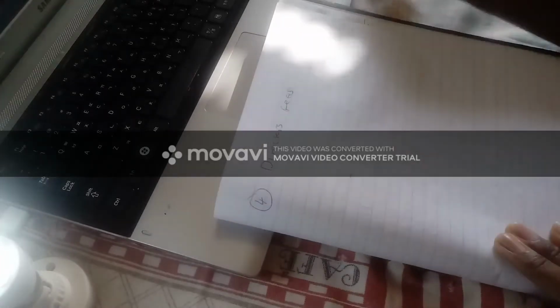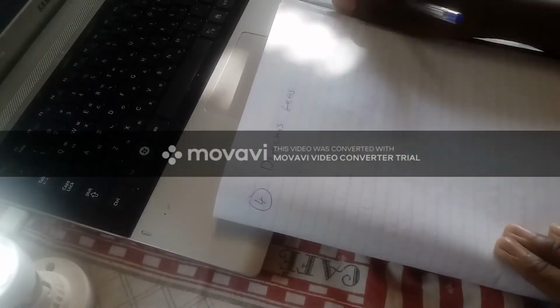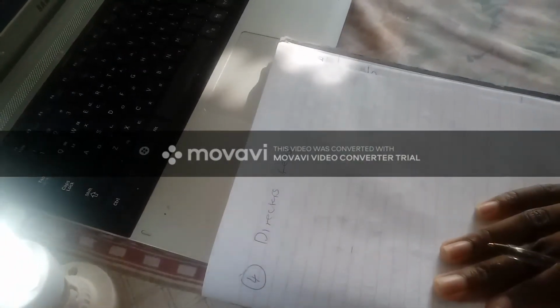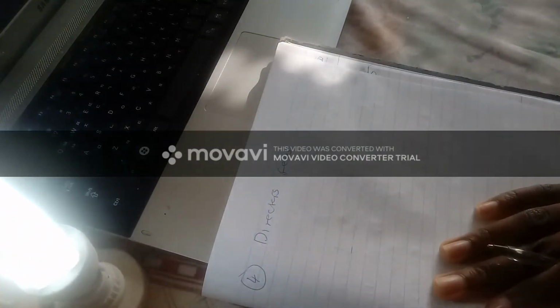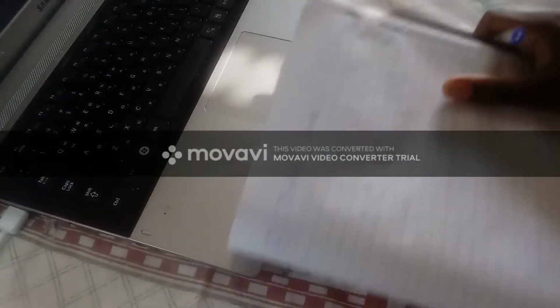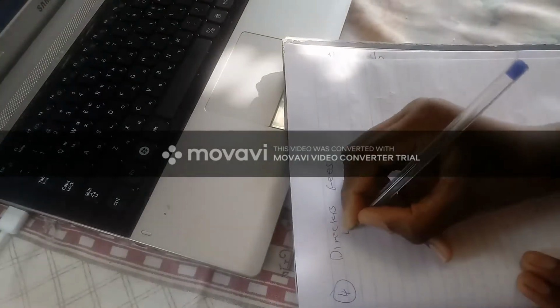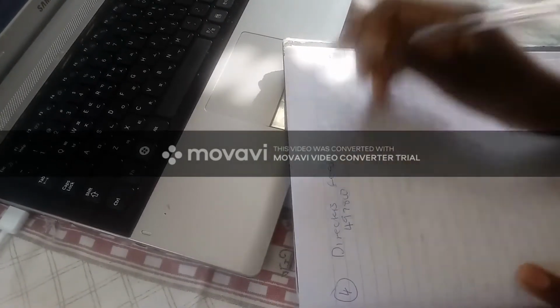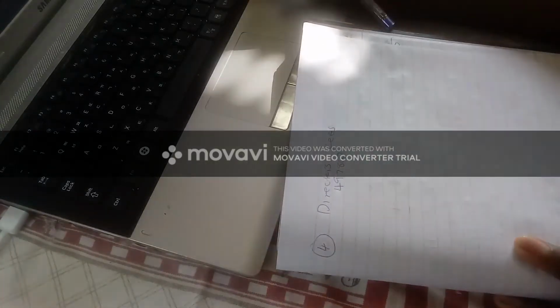So now, as we are continuing with our question, the next step is figuring out the director's fees. Okay, so the director's fees here, it actually says what? Let me double check. Okay, so here we are given an amount for director's fees, which is 497,800. I've already written it down.